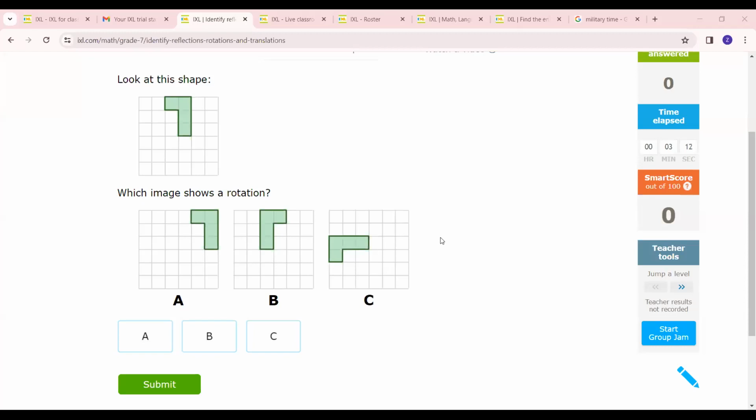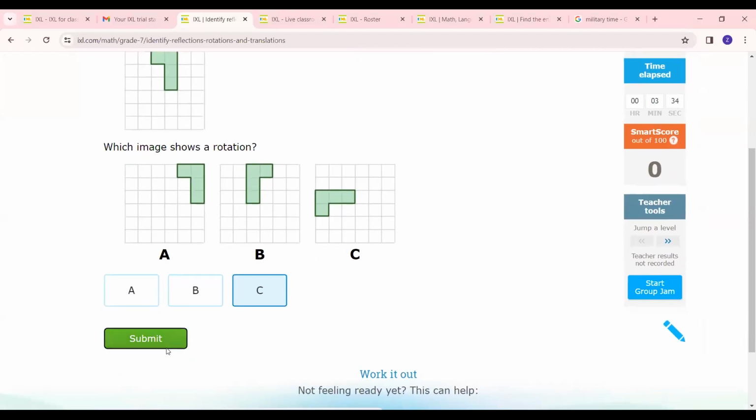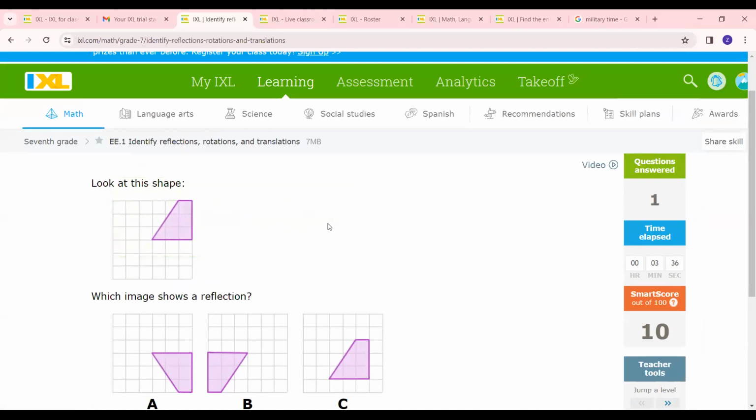C. Why not B? What does B show? B is a reflection. And A looks like a slide. So the correct answer is C. That's a rotation. Next question.